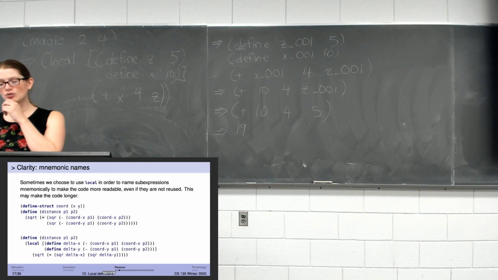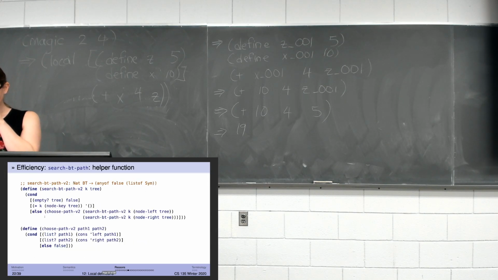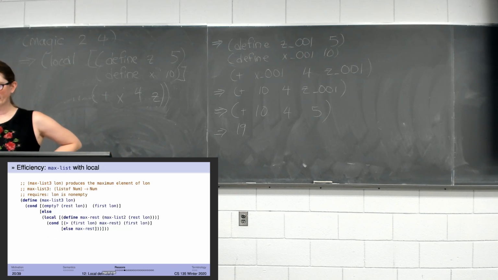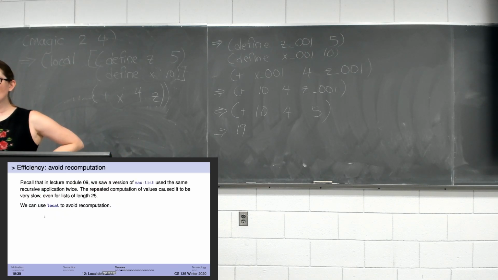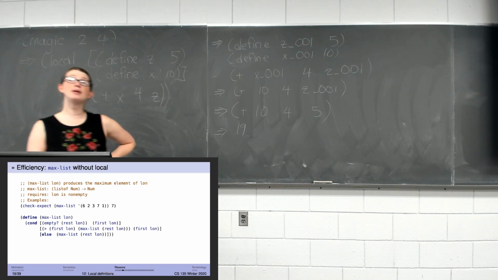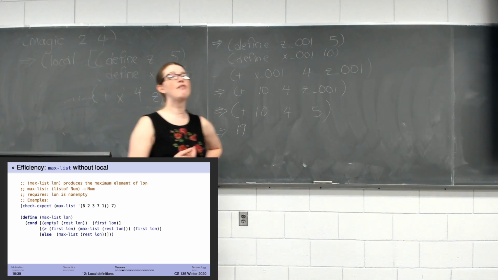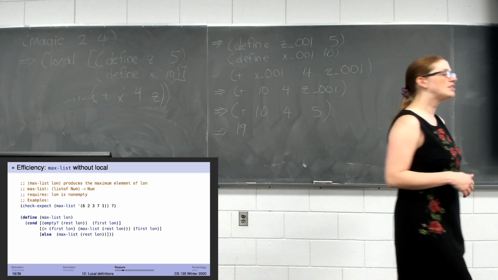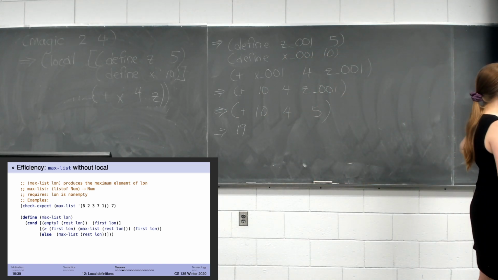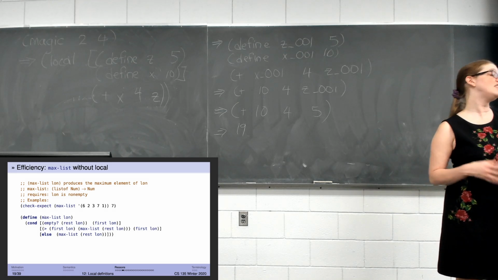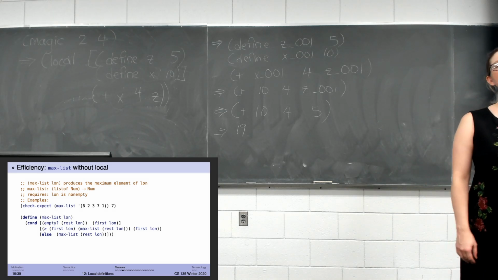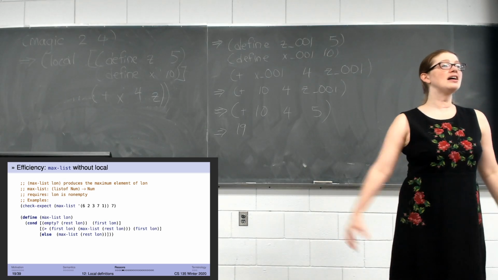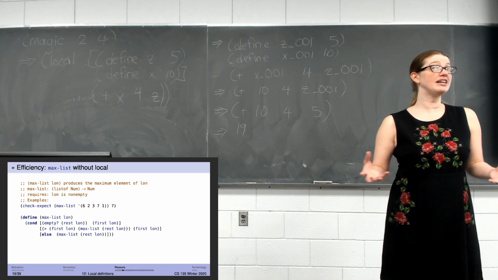So just to go back to efficiency, we already looked at max, and our original implementation of max, if you may remember, had a runtime of 2 to the power of n, which is an exponential runtime, age of the universe, it's horrible. And we can fix this in 2 ways. One of the ways that we fixed it before was by creating a helper function and doing it that way. That took it down to linear time.